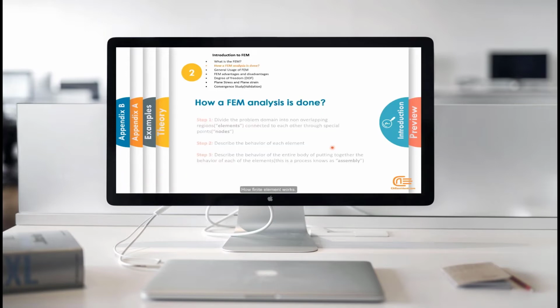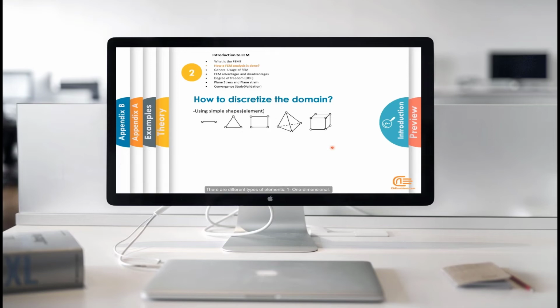How finite element works. First of all, our structure is divided into overlapping pieces, each of which is called an element. And each vertex of these elements is called a node. The second stage is that the behavior of each element will be formed. Its behavior is determined according to what type of element it is. There are different types of elements.